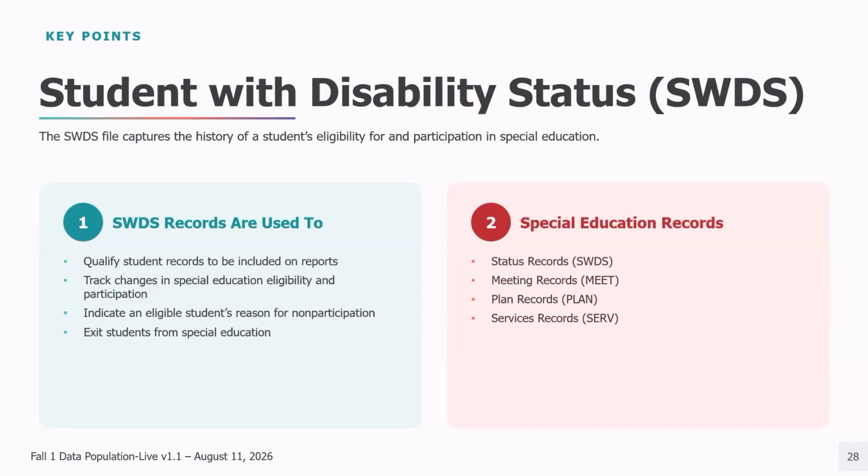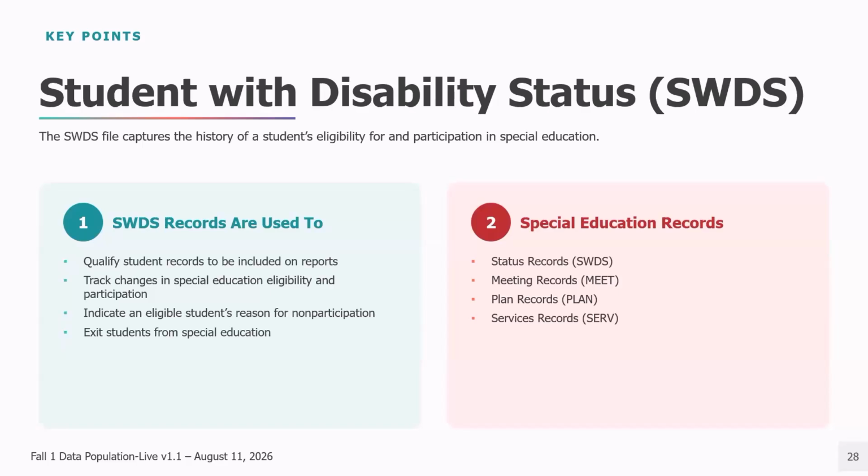So this captures a chronological history of a student's eligibility for and participating in special education, and if not eligible and not participating, the file also captures the reason why using non-participation reason codes. So the students with disability status allows us to determine if a student is eligible and participating on a specific report date and therefore included on reports.